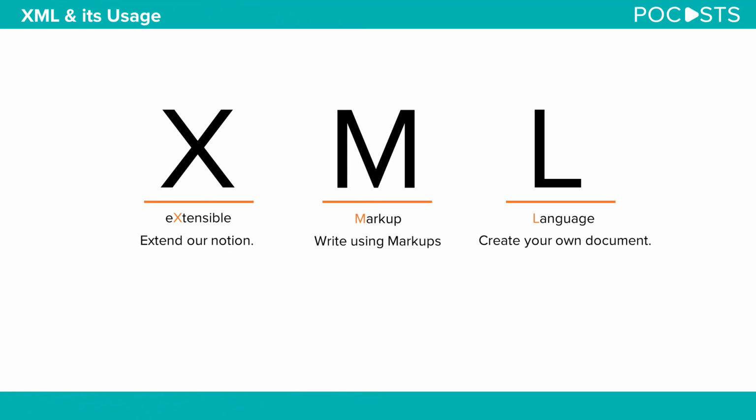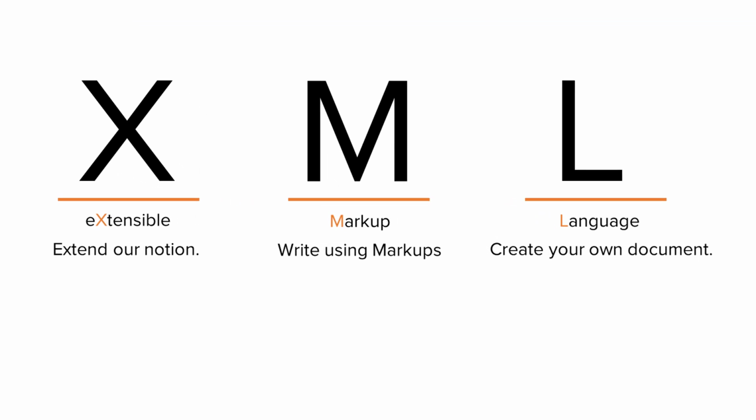First, let's look at what XML stands for. X, M and L. Then we will go into details of it. XML stands for Extensible Markup Language. X in XML is extensible, which means extend your notion. Whatever idea you have about the content, you can extend it. M means markup. Define your own markup. I'm going to show you what a markup is. L means language. So it's a language, so you have to follow the rules and create your own document.